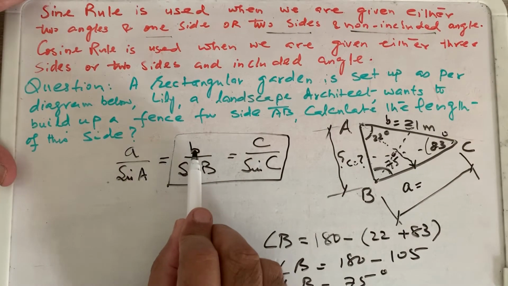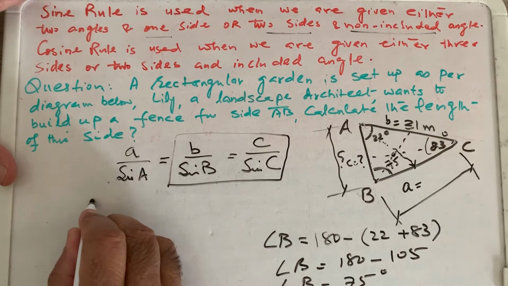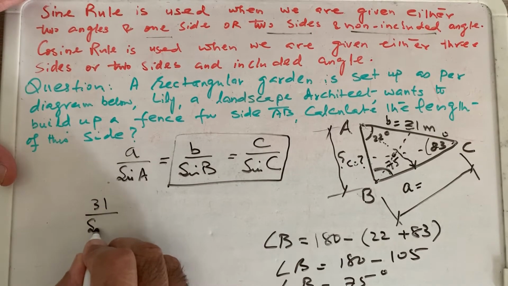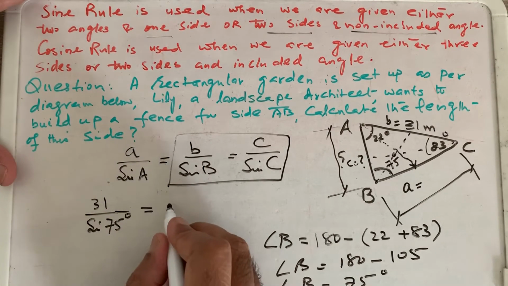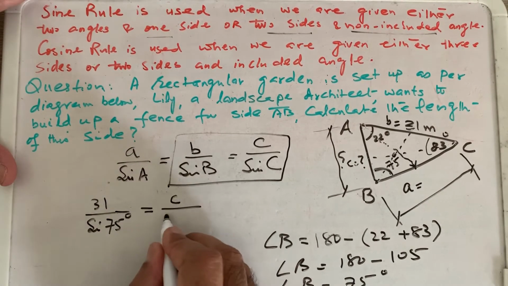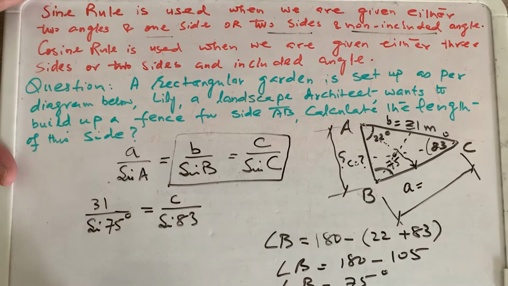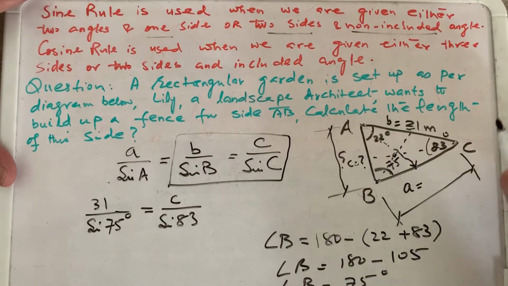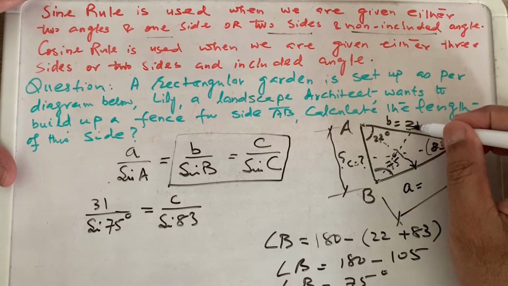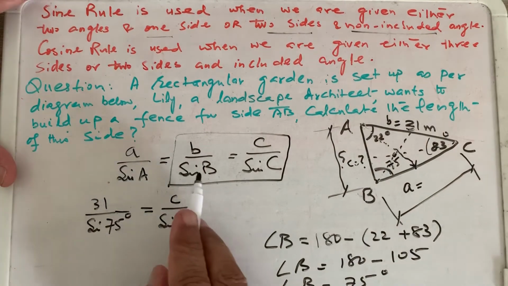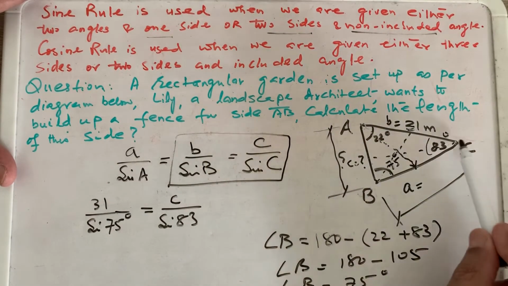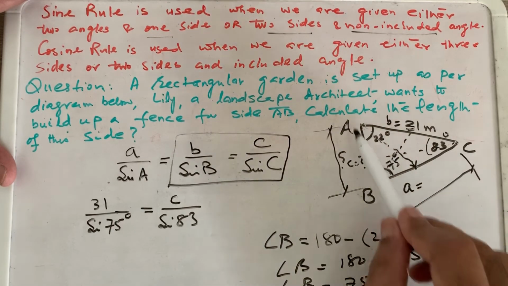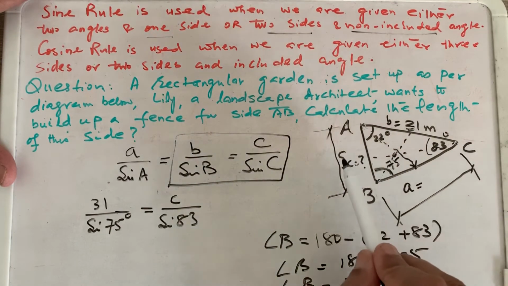So what we will be using? b over sine B. What is b? b is 31 divided by sine B. What is angle B? 75 is equal to C. C is unknown, divided by sine of 83. Good. Everything is good. Up to the point when we express our triangle in terms of my formula, then everything is easy, because we need to know these capital angles like A, B, C, capital alphabets, and then the relevant side.